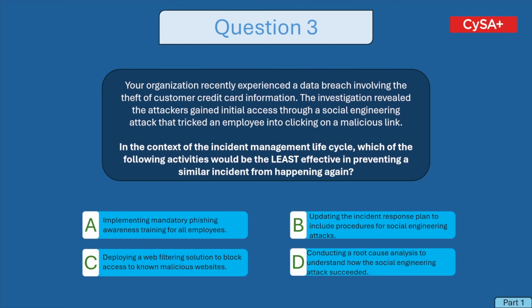Okay, so the least effective activity in preventing a similar incident from happening again. So all these are technically methods that would work and are realistic in real life events like this one, but the question is the least effective. With that said, I'm going to go with C here.